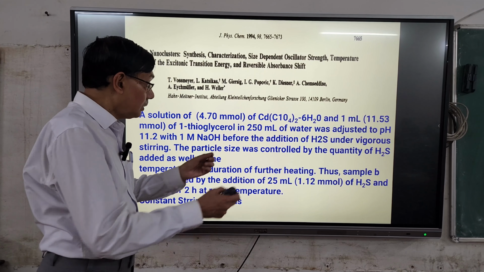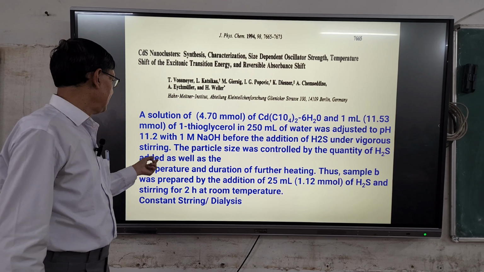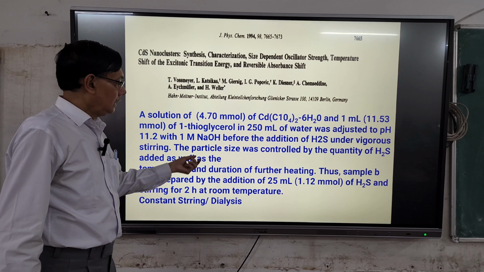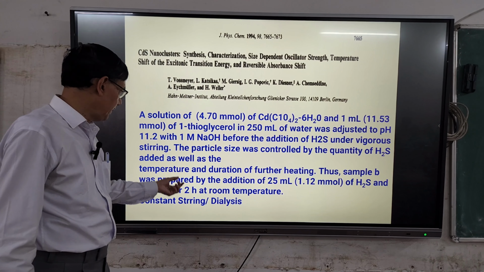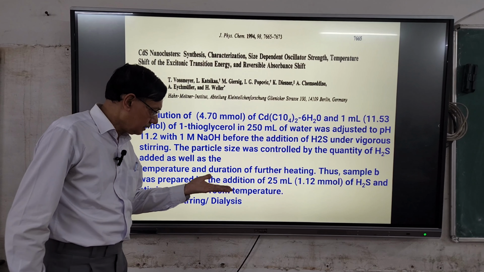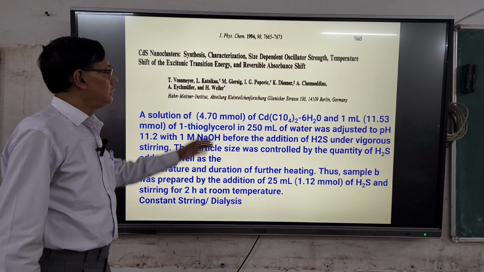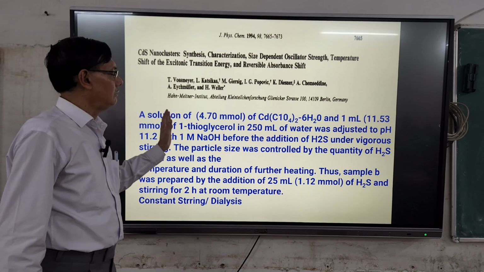Before the addition of H2S gas, you have to control the pH. The particle size was controlled by the quantity of the H2S gas added as well as the temperature and duration of further heating. The sample was prepared by the addition of 25 ml H2S and stirring for 2 hours at room temperature, with constant stirring, and dialysis for the purification. There are certain types of membrane, in order to get the purest form. So this is one of the simplest methods. We don't need dimethyl cadmium or other things, no TOPO solution, direct H2S gas and pH control.